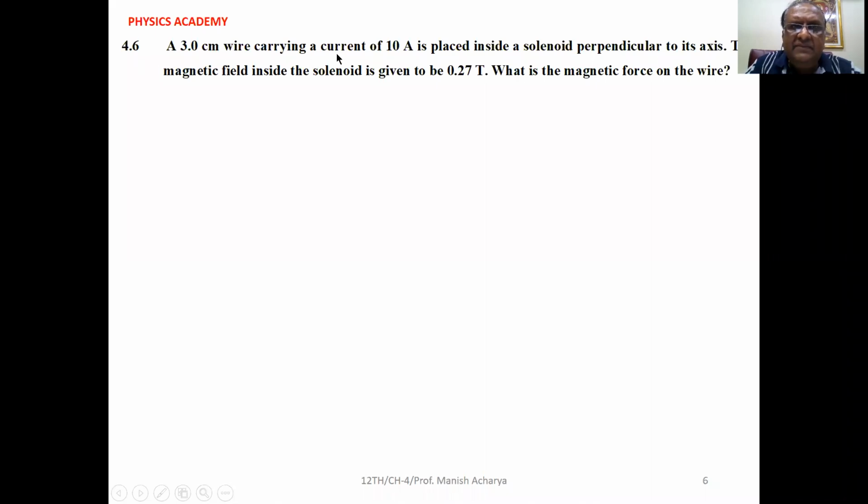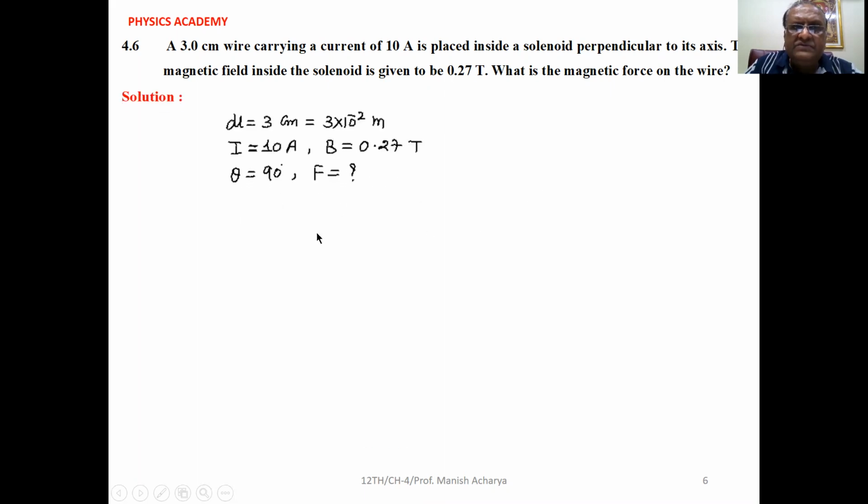4.6. A 3 centimeter wire carrying a current of 10 ampere is placed inside a solenoid perpendicular to its axis. The magnetic field inside the solenoid is given to be 0.27 Tesla. What is the magnetic force on the wire? So, the length of the wire is given to you as 3 centimeter, so that is 3 into 10 raised to minus 2 meter. Current through it is 10 ampere. Magnetic field inside the solenoid is 0.27 Tesla.